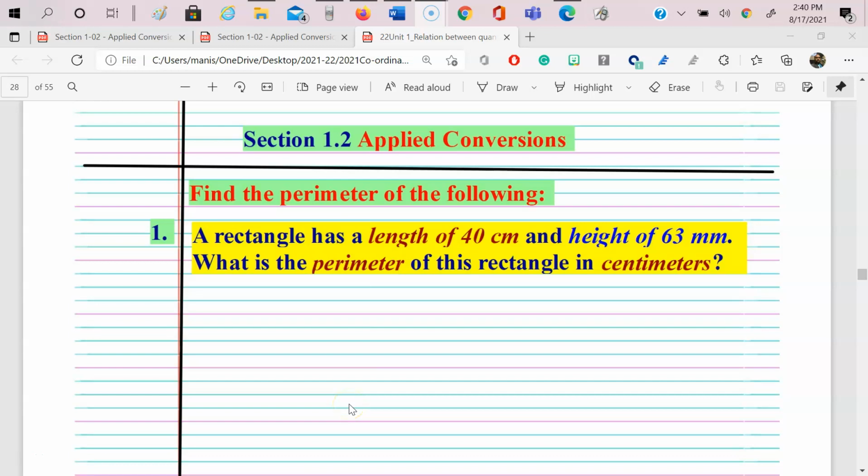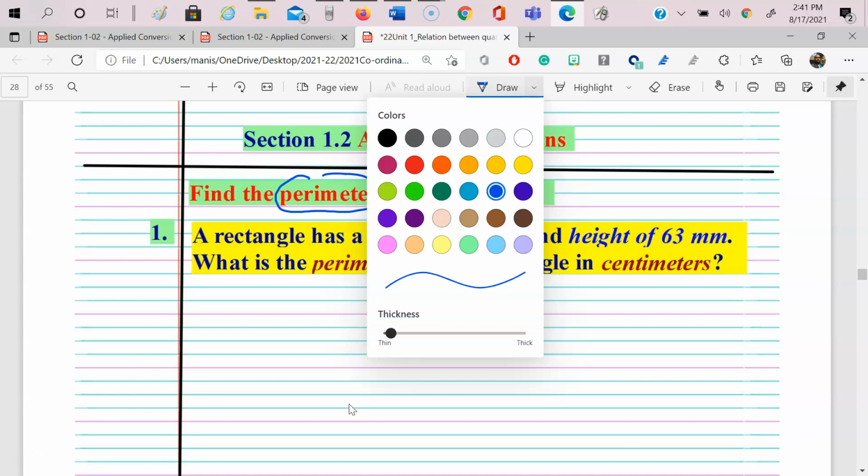Good morning, students. We are still on Unit 1. So the topic for the day is applied conversion. Our question number 1 is: find the perimeter of the following. I will circle the keyword over here. We are trying to find the perimeter of this given information.